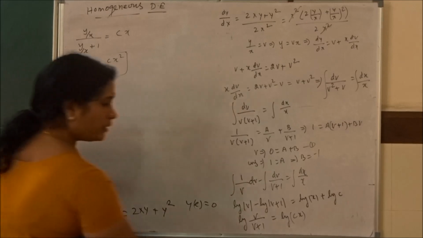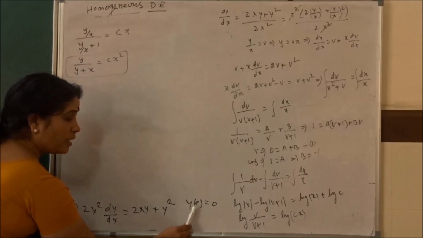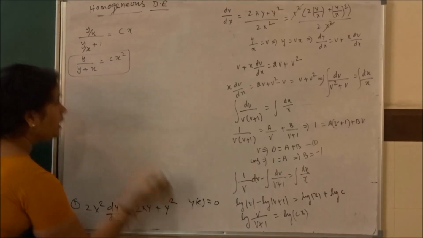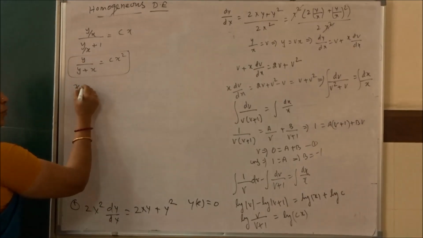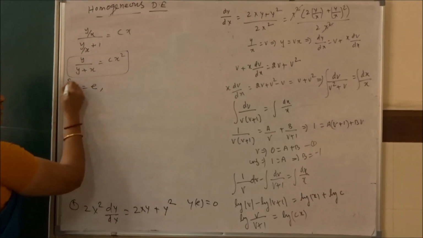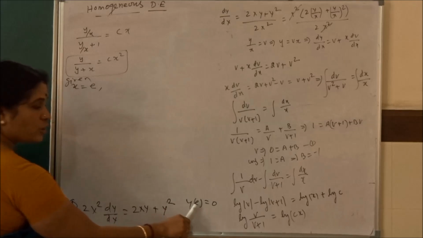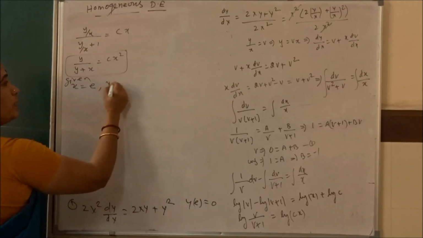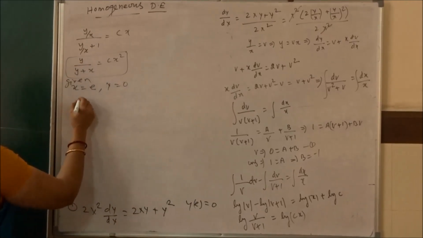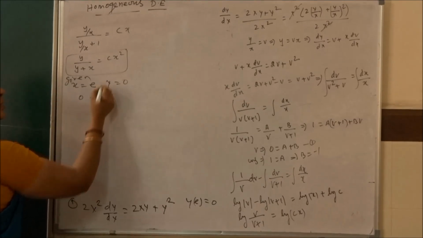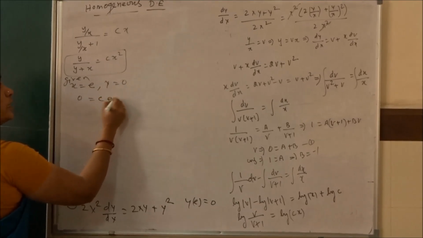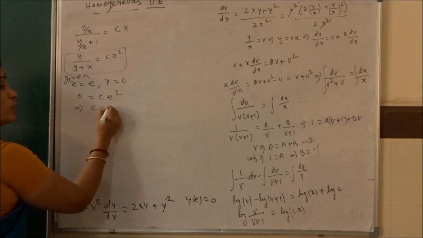Now they have given the initial value here. What is the meaning of this? The value of x is given here. The value of x is e, initial value, and y value is 0, y equal to 0. Now substitute here: 0 upon something, 0, is equal to c into e square. This implies c is equal to 0.